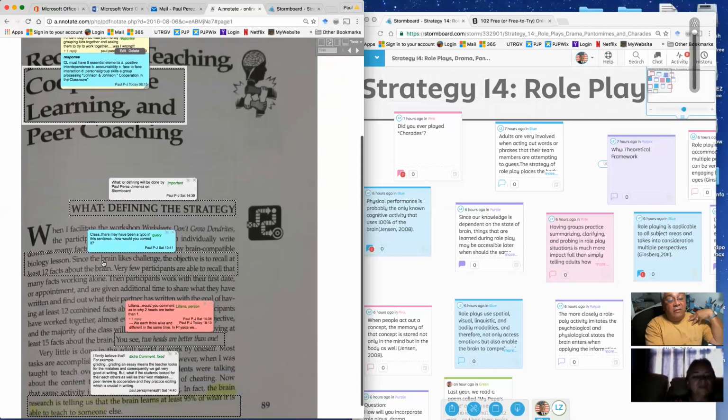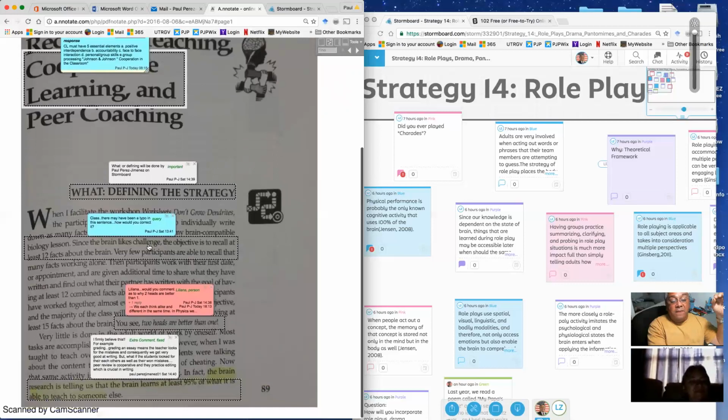Now, the sentence reads, since the brain likes challenge, the objective is to recall at least 12 facts about the brain. I don't know about you, but that sounds a little fishy to me. I would think since the brain likes challenges, or since the brain likes a challenge, or since the brain likes to challenge, somehow I think there's a typo in there. How would you correct it and why? Well, of course, at or to. It just seems like there's something different, and that was me asking a query. And so what I've done is I've categorized it as a query.